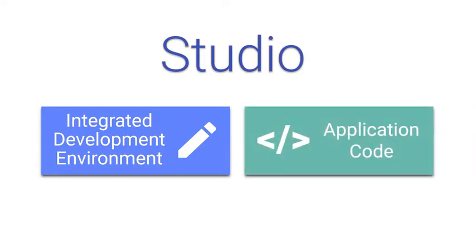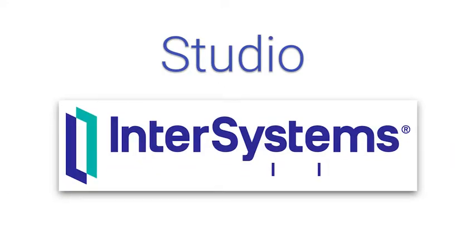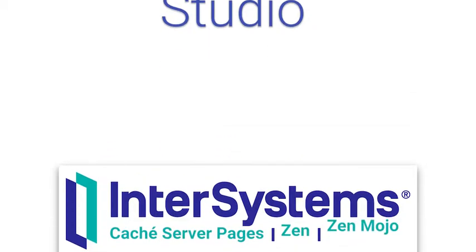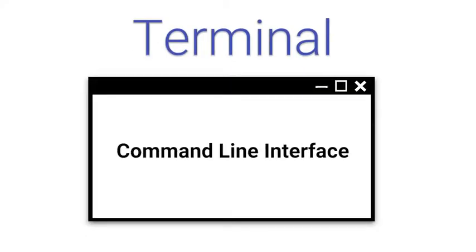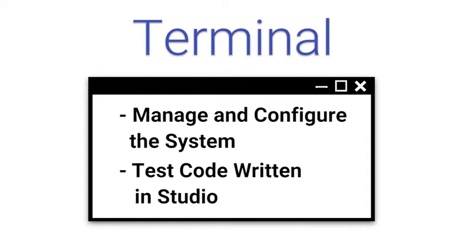The first is Studio. As we learned earlier, Studio is an IDE for writing application code. This includes server-side business logic as well as Caché server pages, Zen or Zenmojo for the front end. The next is Terminal, which is the command line interface for Caché. The terminal is one way you can manage and configure the system, and it can also be used to test code written in Studio.